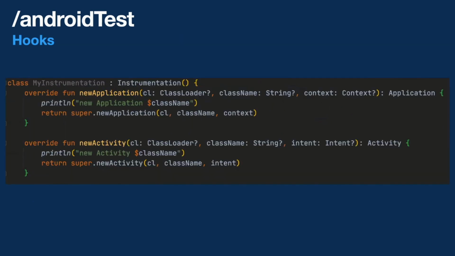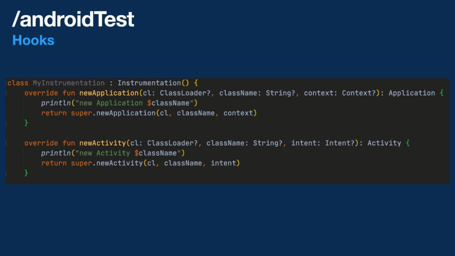You can also do various hooks with your custom instrumentation. You can actually override the new application when it gets created. So this gets called when it's trying to create your instance of your application object. You can either return a test application object if you wanted, or you can get the real application object and maybe inject it with something that's special for tests or do something there.